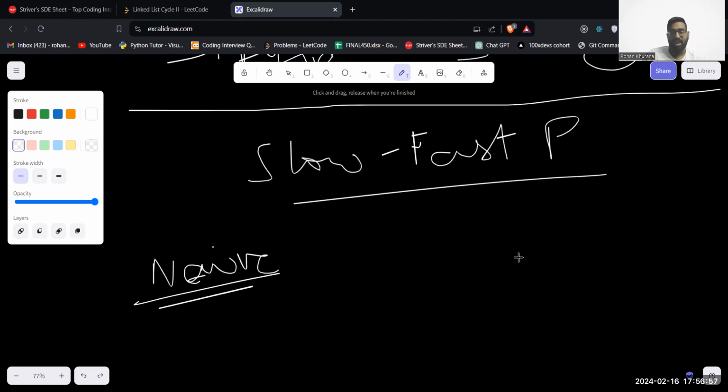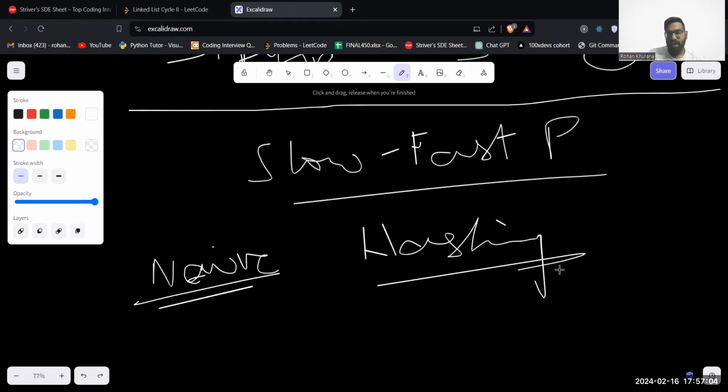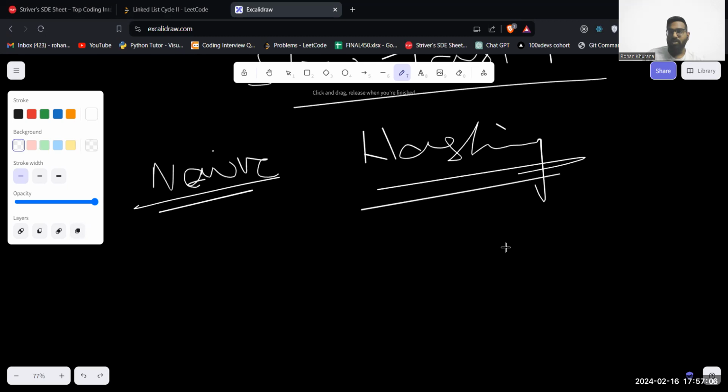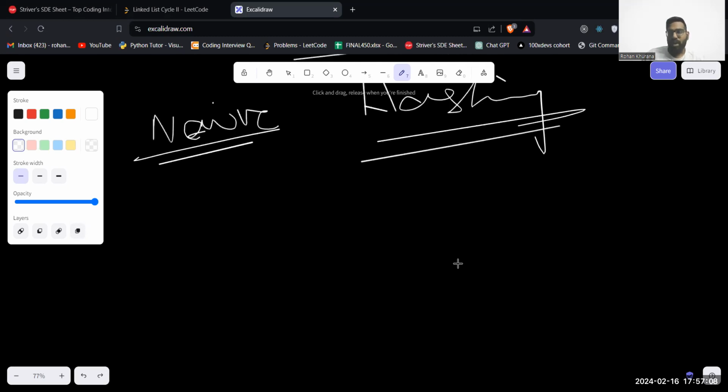And how will we keep track? We will use hashing. Why hashing? Because we have to keep track. We can use a map, we can use a set or whatever. I am personally going to use a set. Why? Because I need to return the first node that I visit again.